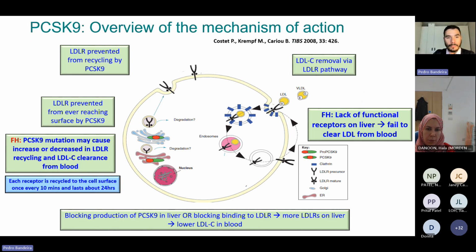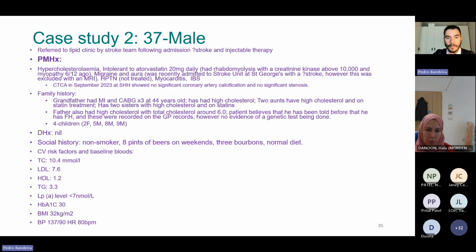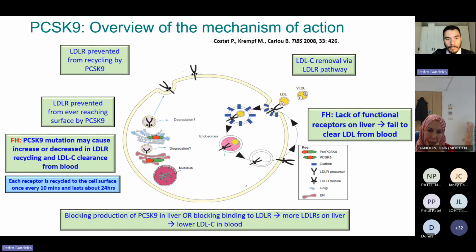Probably I'll just go through this slide with you. I'm not sure if it's going to work because it's not in presentation mode.